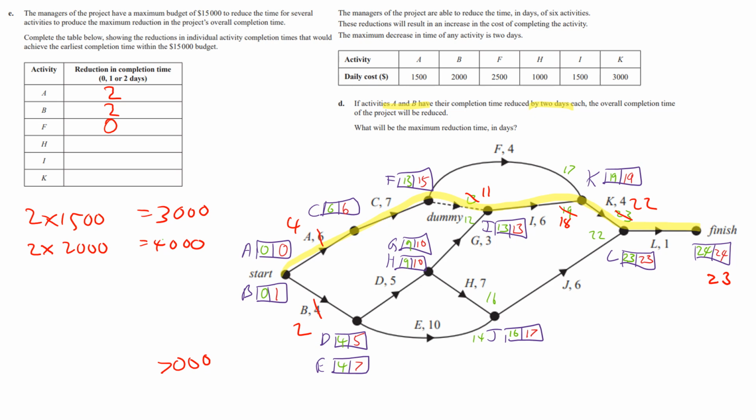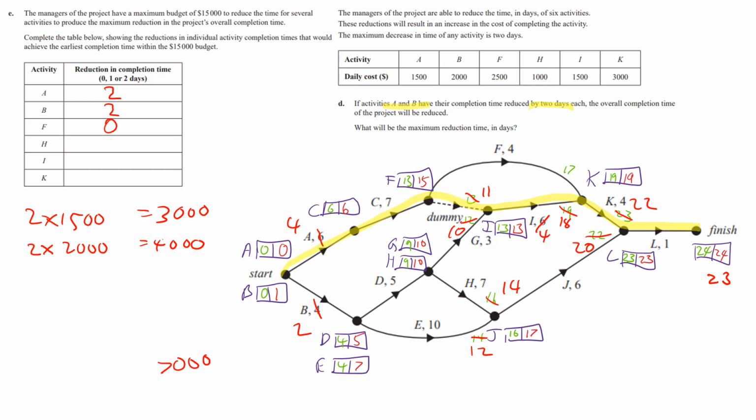2 plus 5 plus 3 is 10. 2 plus 5 plus 7 is 14. 2 plus 10 is 12. 14 plus 6 is 20. Now that means we've got a 22 and a 20. We can probably crash I to reduce this 22 to 20, and that means all the other paths will be of similar length. So we've crashed A, B, and not F. Let's crash I by 2.